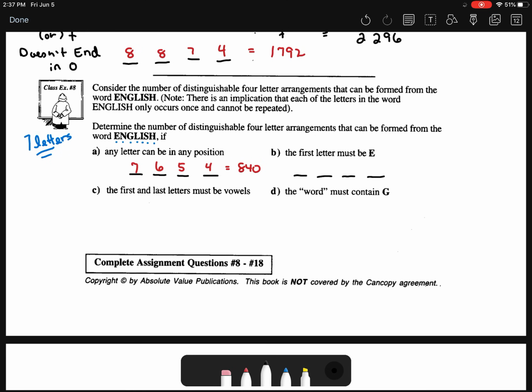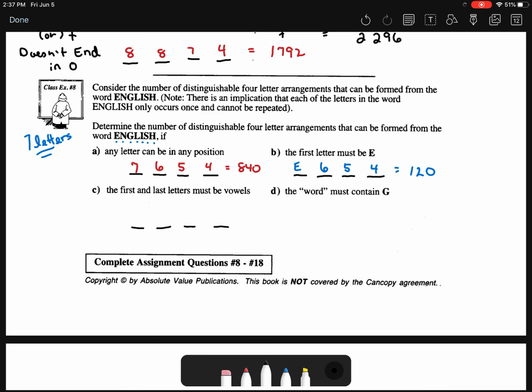In B, they're saying E has to be first. So I put E first. You can just write the letter E there. Or, because there's only one E in the word English, I could put the number 1 there to represent the 1 E. I've taken the E out and put it first. It's always going to be first. So that means there would be just 6 options, and then 5 options, and then 4 options to fill in those 3 remaining spaces. 6 times 5 is 30 times 4. That's 120.